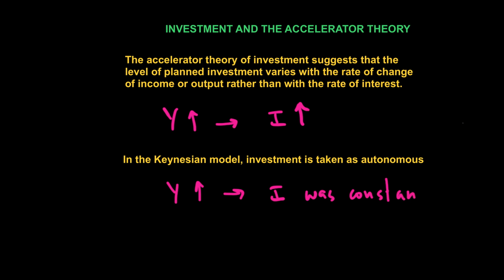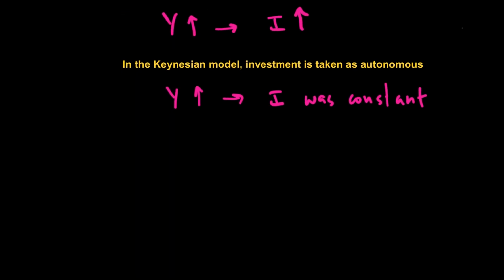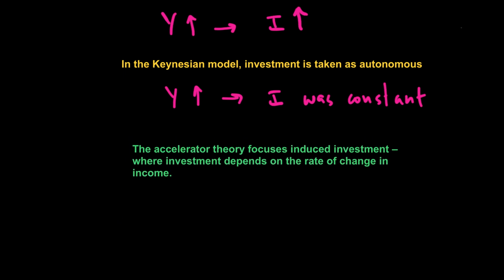But in this model, we are assuming accelerator theory: that when GDP or output rises, there will be a rise in investment. The logic is simply the idea that if there is more output, there will be a need for more investment. So the accelerator theory is simply making investment induced, which means a function of Y, or dependent on the rate of change of income.